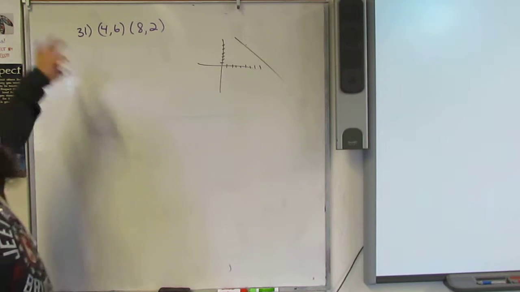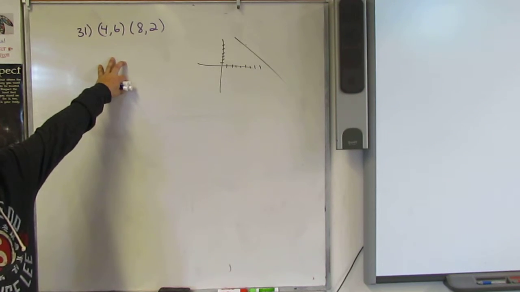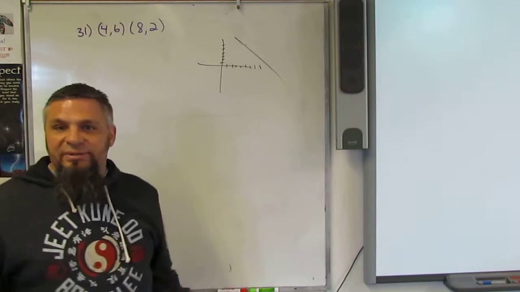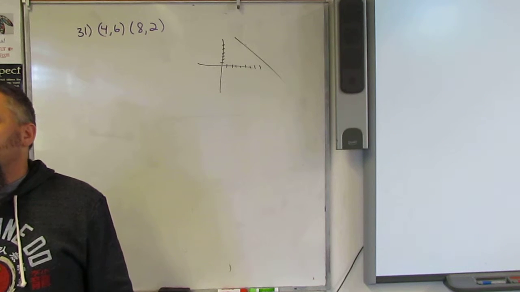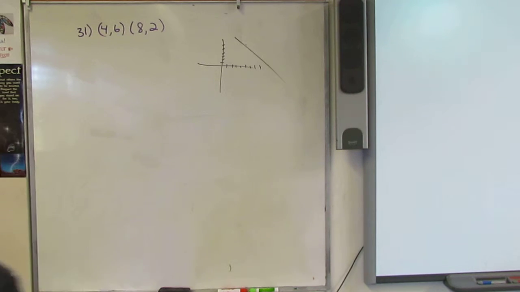I want to know how I can do this. I've got to write an equation for this line. I graphed it. That's easy. How am I going to do the equation? What do I need for the equation of a line? I need 2 things.